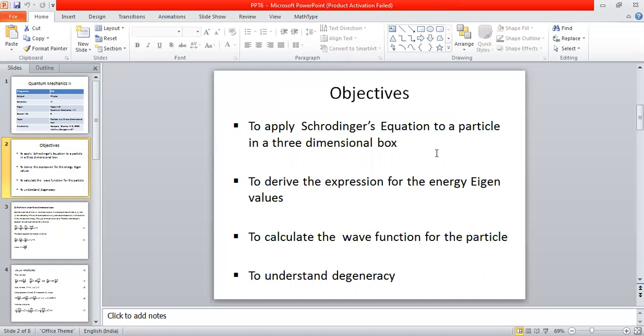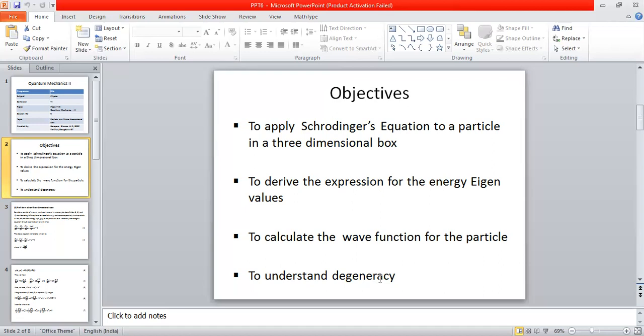So the first objective is definitely to apply Schrödinger's equation to a particle in a three-dimensional box. We're going to write down Schrödinger's equation for the particle in a three-dimensional box. Of course, once we are able to write the Schrödinger equation, it is possible to solve it. Therefore, it is possible to get an expression for the energy eigenvalues. And also it is possible to calculate the wave function of the particle which is trapped in the three-dimensional potential box.